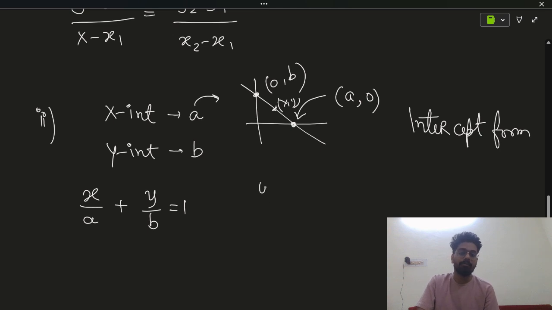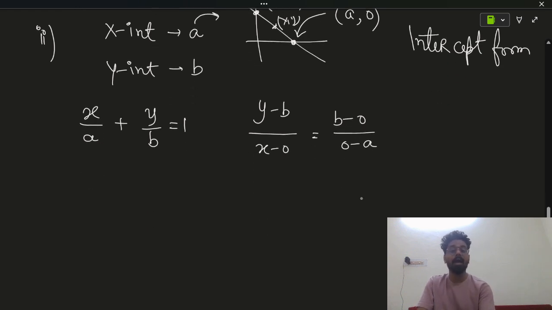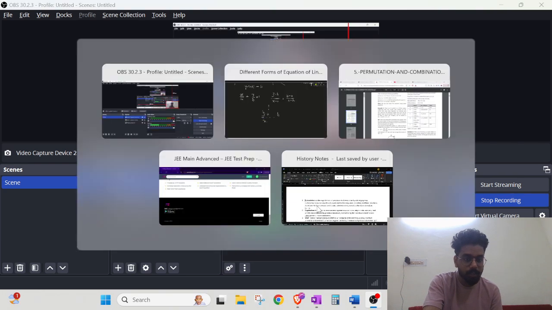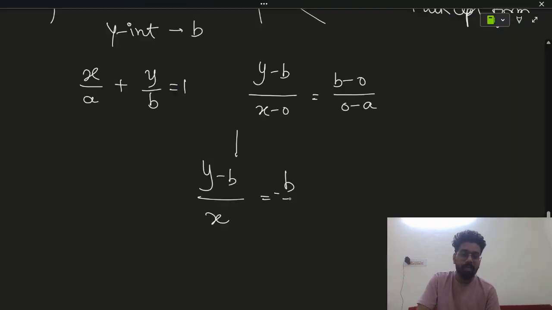So I will write down (y minus b) upon (x minus 0) is equal to (b minus 0) upon (0 minus a). I am applying delta y upon delta x. That's all. Okay, you can pause the video if it is not clear, and keep in mind delta y, the difference of the y coordinate upon the difference of the x coordinate, is what we have to maintain throughout the line, that is constant. So what we are having from here, (y minus b) upon x is equal to b, check, yeah, minus b by a.